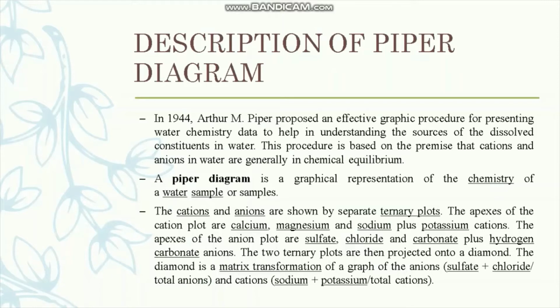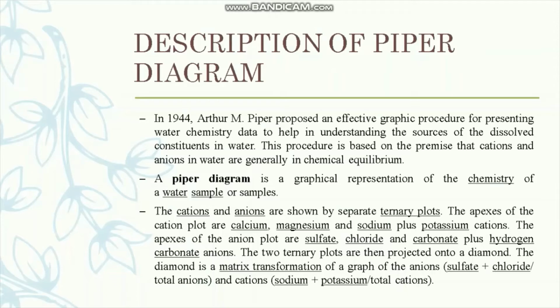In the first slide, we have given a brief description of the Piper diagram. In 1944, Arthur M. Piper proposed an effective graphic procedure for presenting water chemistry data to help in understanding the sources of the dissolved constituents in water. This procedure is based on the premise that cations and anions in water are generally in chemical equilibrium. A Piper diagram is a graphical representation of the chemistry of a water sample or samples.